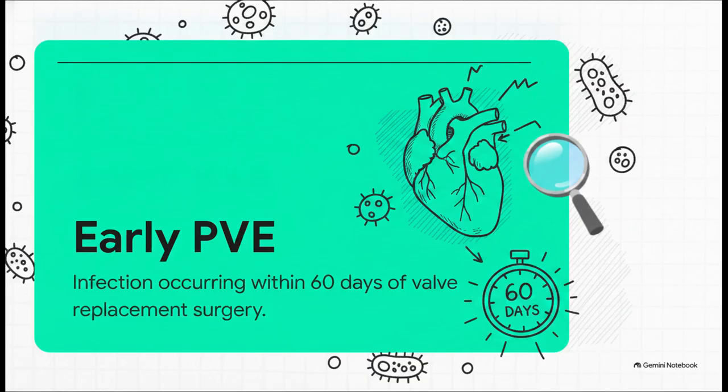This short 60-day window, it is a massive red flag. It dictates a very specific, aggressive empiric therapy approach because patients in this time frame are at an incredibly high risk for multi-drug resistant organisms, particularly coagulase-negative staphylococci, MRSA, Enterococcus, and gram-negative bacilli.